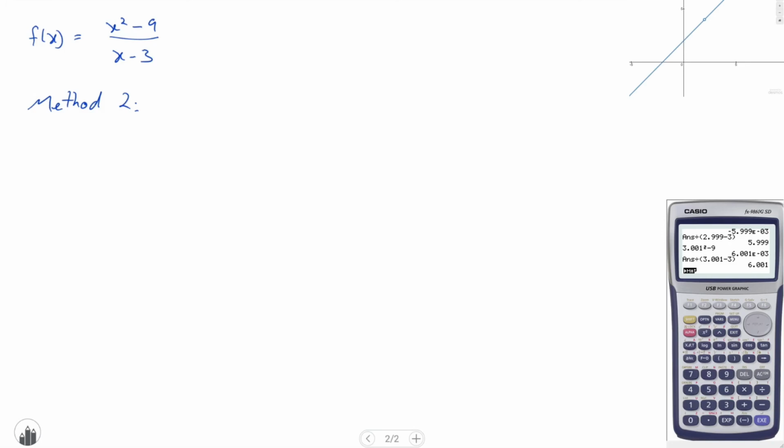So here we can take our function and rewrite it in this way. Again, if you've taken a close look at the function that we're dealing with, you might be able to see that we can actually factorize this top part, which turns out to be (x + 3)(x − 3), all divided by x − 3.